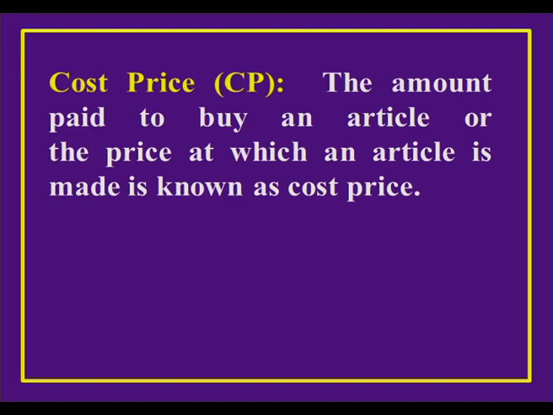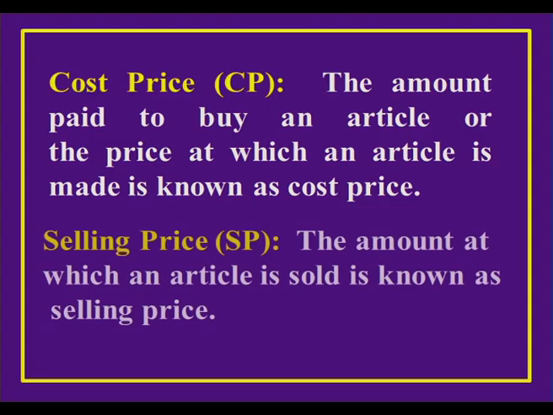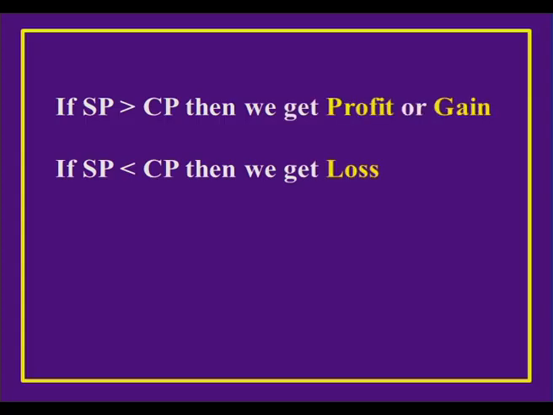Now, before we solve the problem, let us see what cost price is. The amount paid to buy an article or the price at which an article is made is known as its cost price and we represent it as CP. Selling price, SP. The amount at which an article is sold is known as selling price. If selling price is more than the cost price, then we get profit or gain, whereas if the selling price is less than the cost price, we get loss.